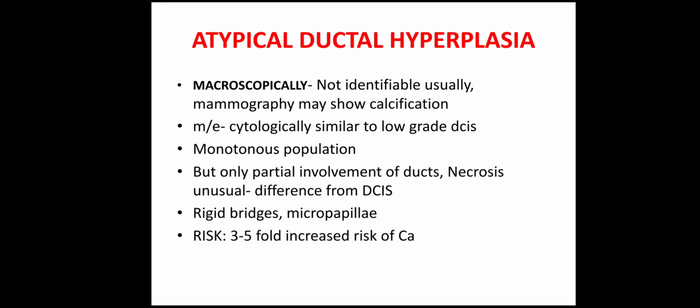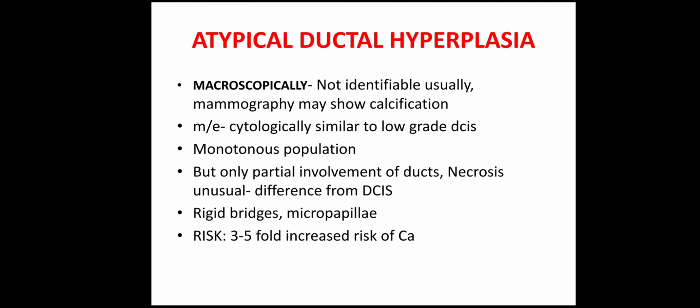Next is atypical ductal hyperplasia. Macroscopically, again, it is usually not identifiable, and it can be detected on mammography, which can show calcification. On microscopy, it is cytologically similar to low-grade ductal carcinoma in situ. Here, like in UDH, the population was variably sized cells. Here, the cells are monotonous in appearance, and there is only partial involvement of the ducts, and necrosis is not seen as compared to DCIS.